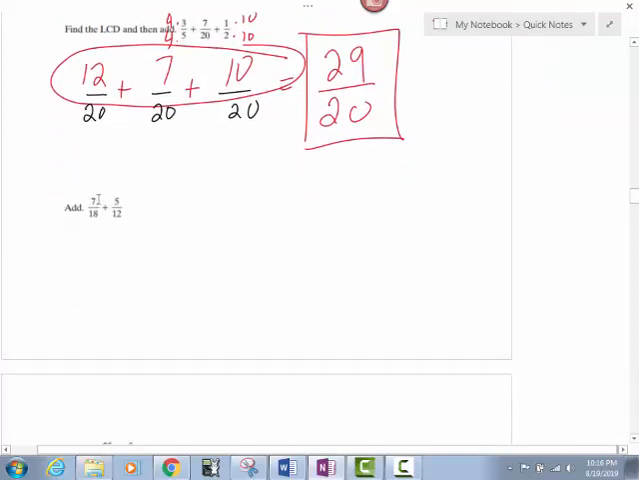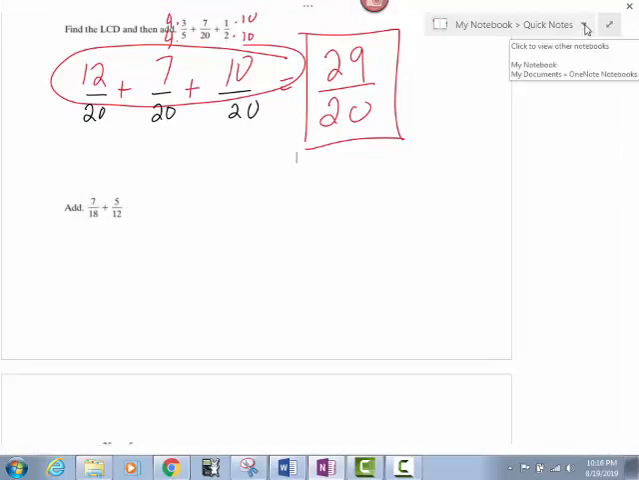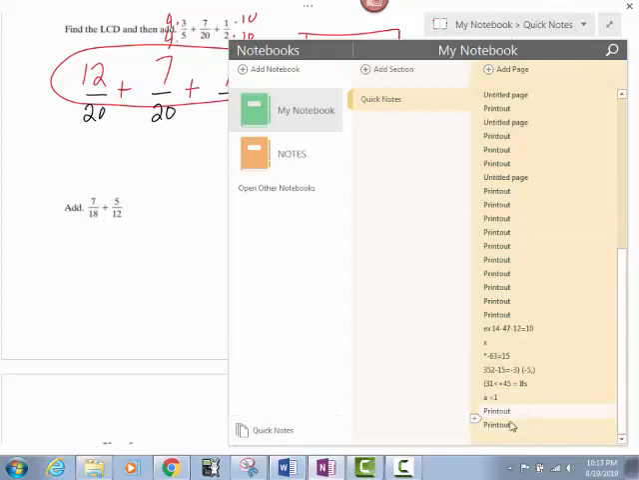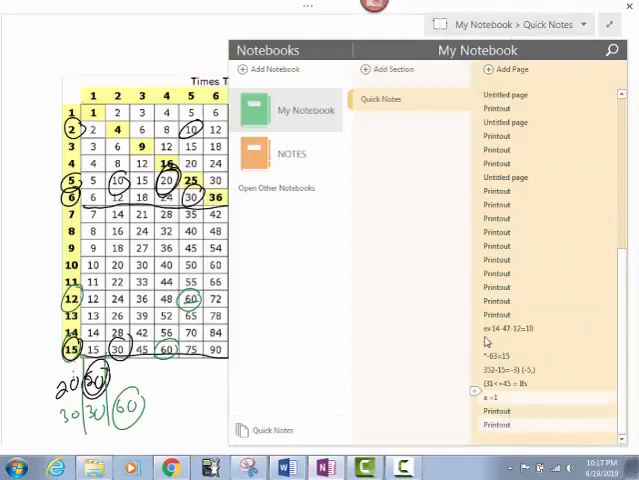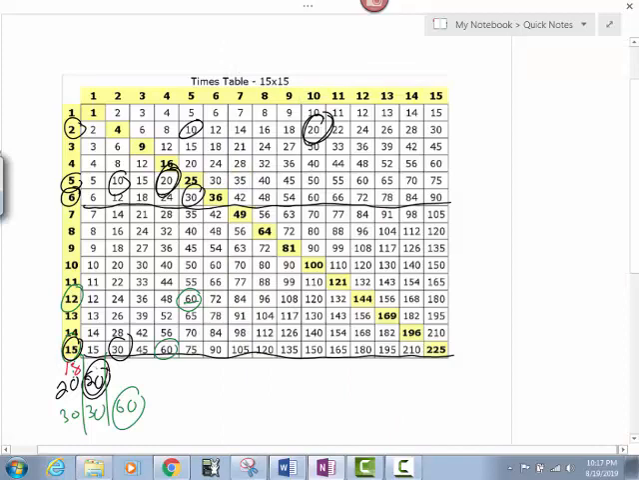So here's my next one. 7 over 18, 5 over 12. I'm going to come back over here and look at my chart because I think I can figure it out. Here we go. 12 is 12, 24, 36. So again, if I'm thinking about my chart here, here's 18. The first one would be 18. The next one would be 36. And so 36 is going to be my common denominator.